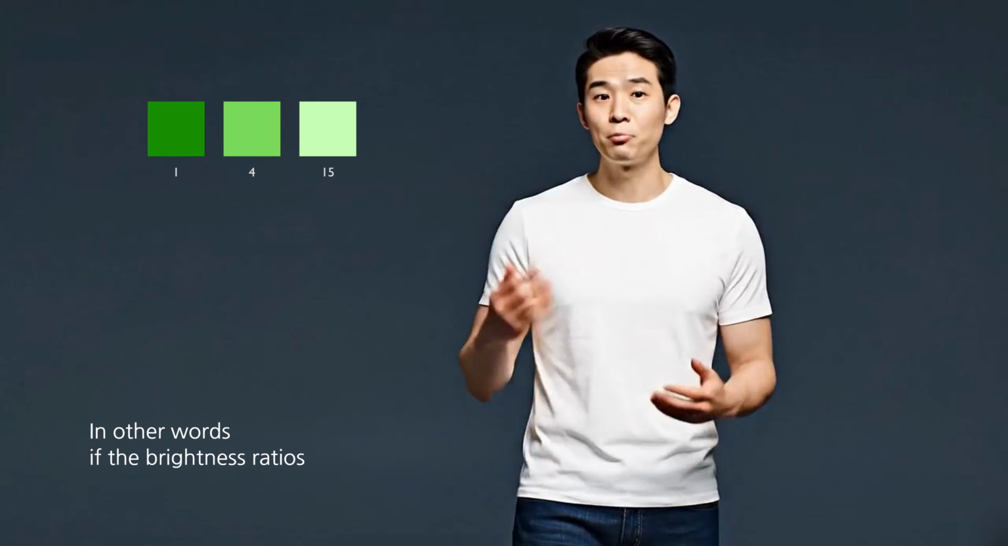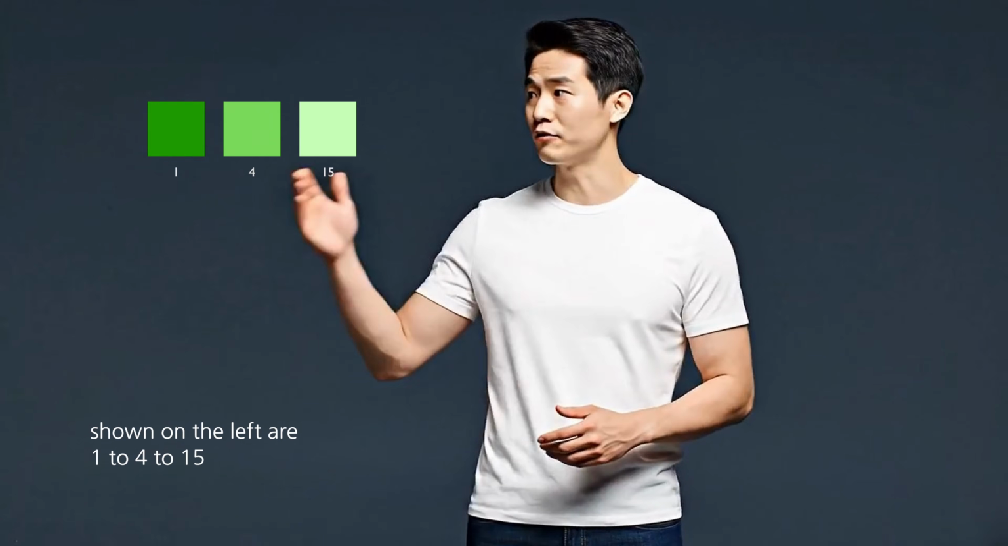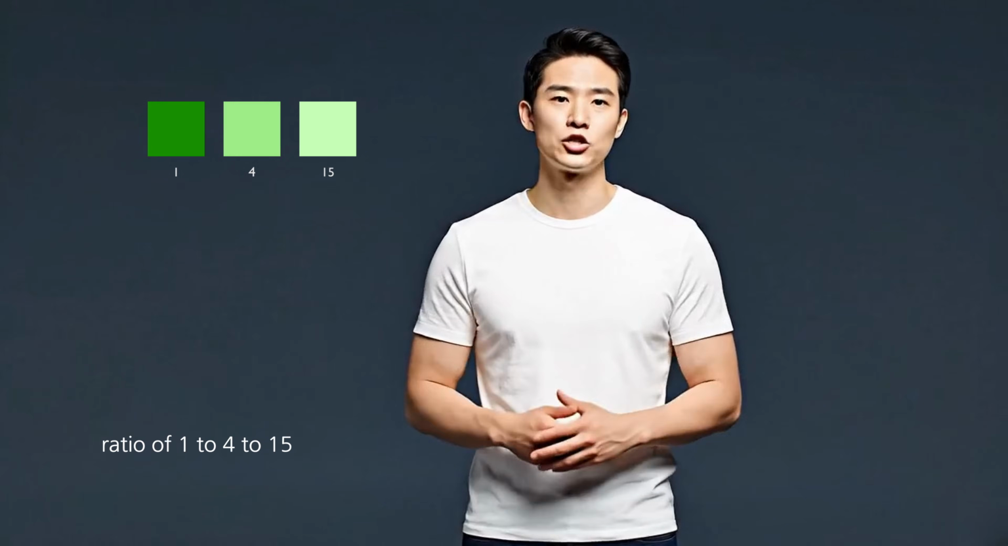In other words, if the brightness ratios shown on the left are 1 to 4 to 15, then the energy emitted by the light sources is also in the ratio of 1 to 4 to 15. A point that emits light is called a light source. Now, suppose there is a light source surrounded by a sphere with a radius of 1 meter.